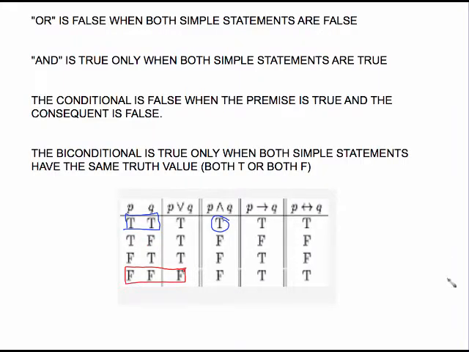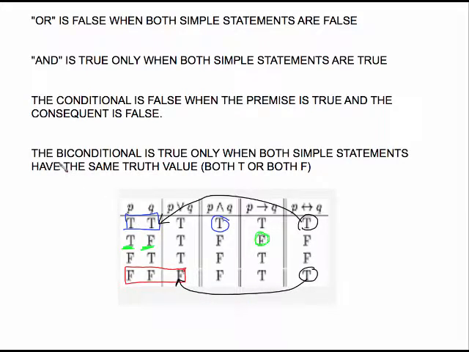Now the conditional is false only when the premise is true and the consequent is false. Here's the conditional. The only place we have a false is right here, and it happens here. The premise is true and the consequent is false. Everything else is true. And then the last one, the biconditional, is true only when both simple statements have the same truth value. So here's our truths, and look back when that happened. This happened when these were both true. This happened when they were both false.